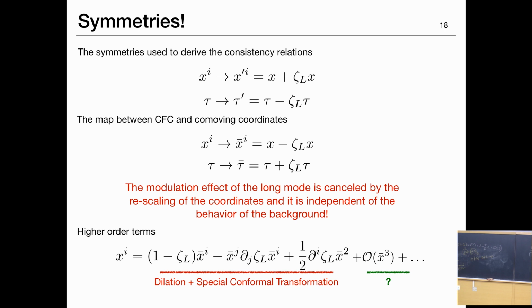Another interesting thing is that if we expand the Fermi coordinates at higher order, what we found is something known, which is a special conformal transformation, which people know is also a symmetry of inflation. But we can continue expanding this expression, and we find other terms, and probably they are also symmetries of the background. This is a work in progress.